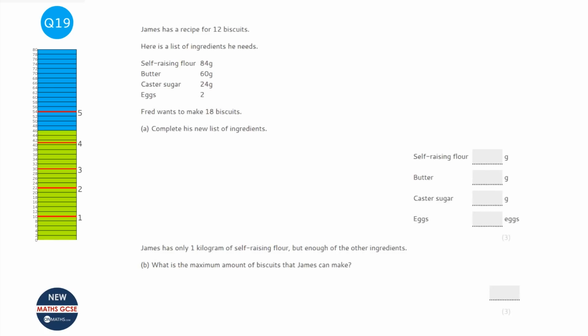Okay, so in this question we're given recipes for 12 biscuits, and that's going to be important. But we're also told that Fred wants to make 18 biscuits. Complete the new list of ingredients, like the amounts of the ingredients. So I've got to somehow get from 12 to 18 by just timesing or dividing. So I can't really think of a way to get from 12 to 18 easily without a calculator directly.